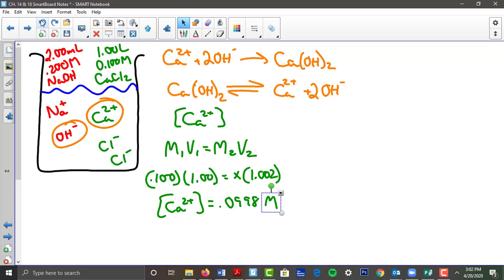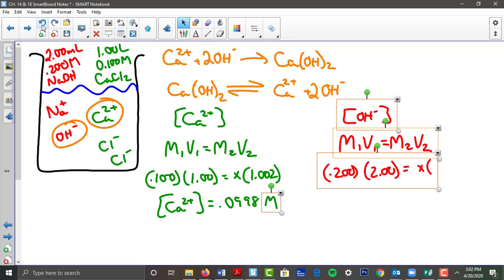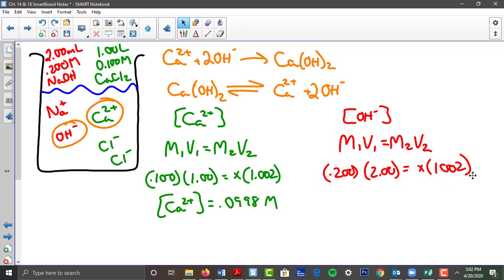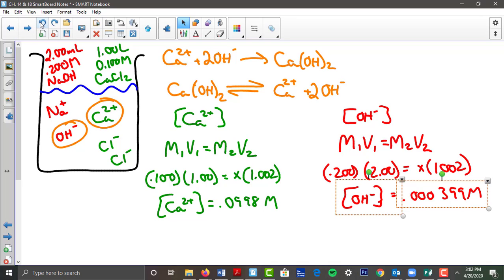Now we've got to do the same thing for the hydroxide ions. According to our information over here in red, we mixed a 0.2 molar hydroxide solution with a volume of 2 milliliters, and we diluted it to a total of 1,002 milliliters. It doesn't matter if it's in milliliters or liters, as long as it's consistent. So if we solve, the new molarity turns out to be 0.000399 molar. So it went from 0.2 molar all the way down to a concentration of 3.99 times 10 to the negative 4th molar.